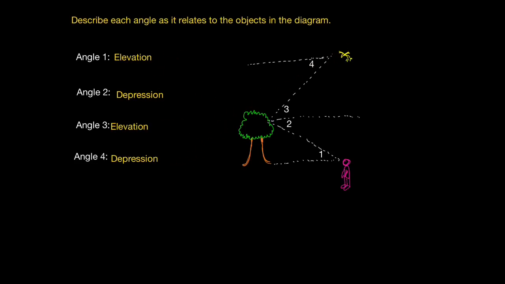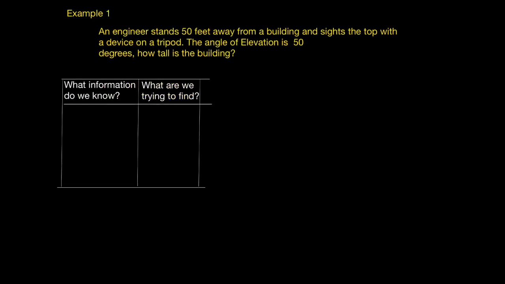Now let's go ahead and check out some application problems. So example 1, an engineer stands 50 feet away from a building and sights the top with a device on a tripod. The angle of elevation is 50 degrees. How tall is the building? Let's make sense out of these couple of sentences by drawing a picture.